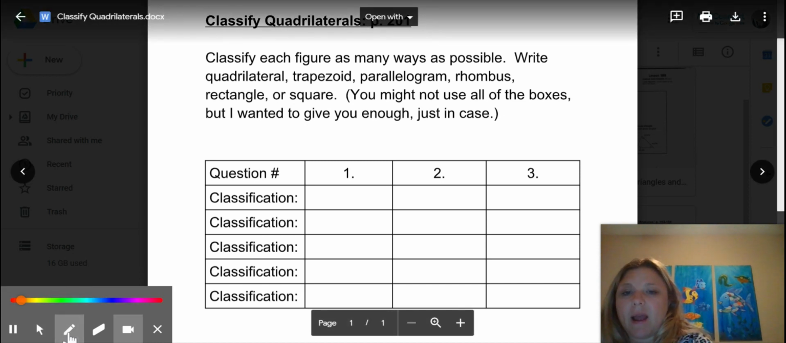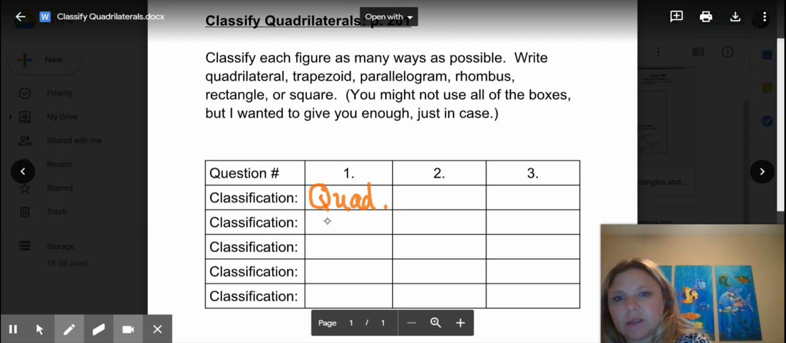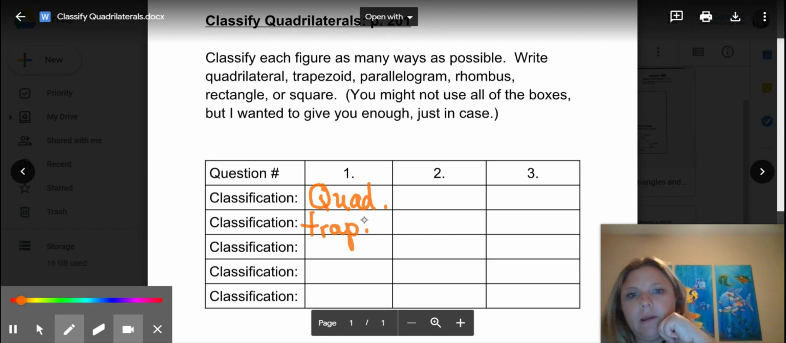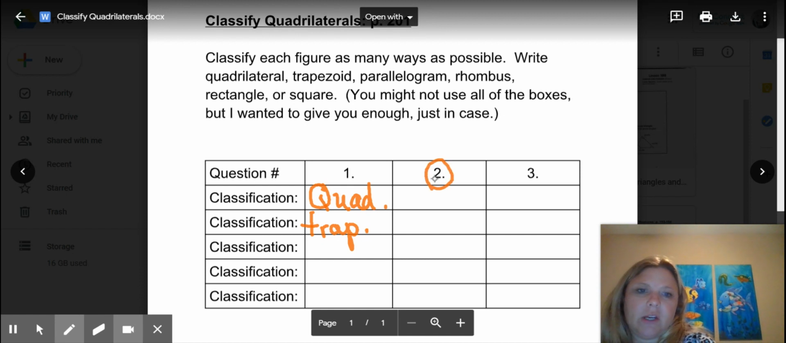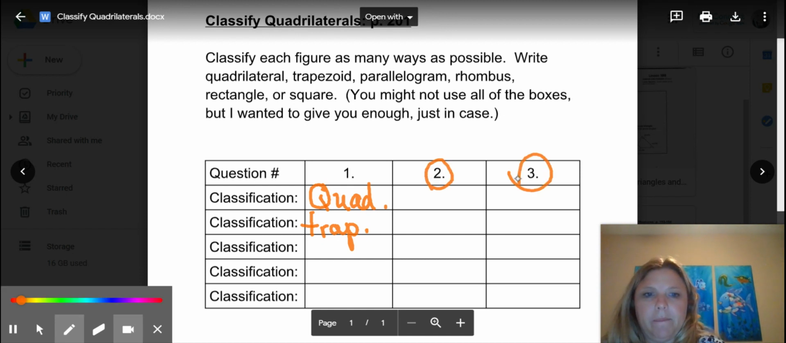So for this one, I don't have a lot of space because of this pen, but number one we thought was a quadrilateral. And number one we thought was also considered a trapezoid. Okay, and then you would do the same thing for question number 2 and question number 3.